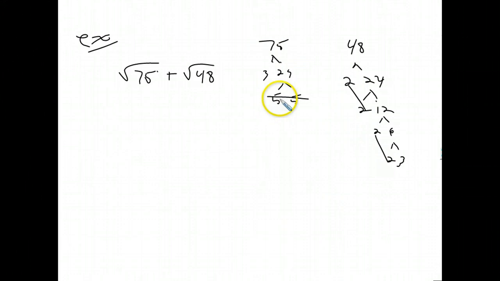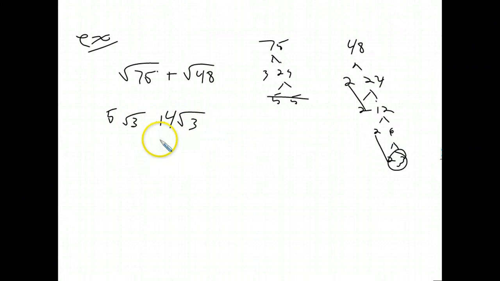So with my 75, I'm going to pull out a 5. And I'm still left with a 3 on the inside. Plus, square root of 48 will reduce to 2 and 2. I'm pulling those 2 out. So 2 times 2 is 4. Square root 3 is still left on the inside. So I have square root 3 and a square root 3, so 4 plus 5 is 9 square root 3. That would be your answer.